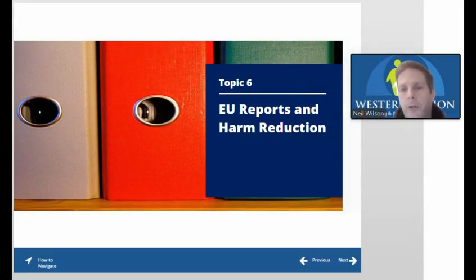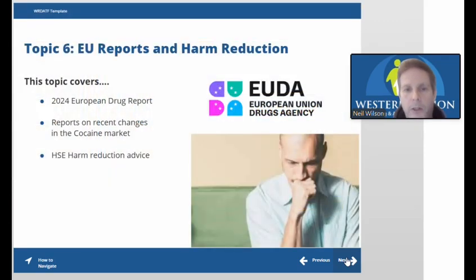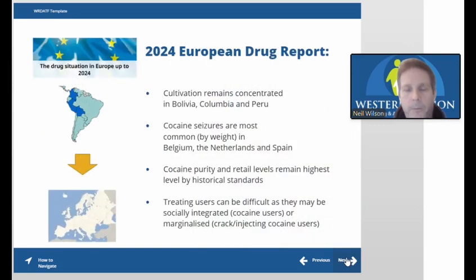Finally, let's look at some EU reports into this area. In particular, we'll be using the 2024 European Drug Report produced by the EUDA. They point out that the cultivation of the coca leaf and cocaine production still remains largely centred in the South American countries. For the European market, it is often imported through Belgium, the Netherlands or Spain, where the level of importation means that the retail level, in terms of purity and price, still remains high.